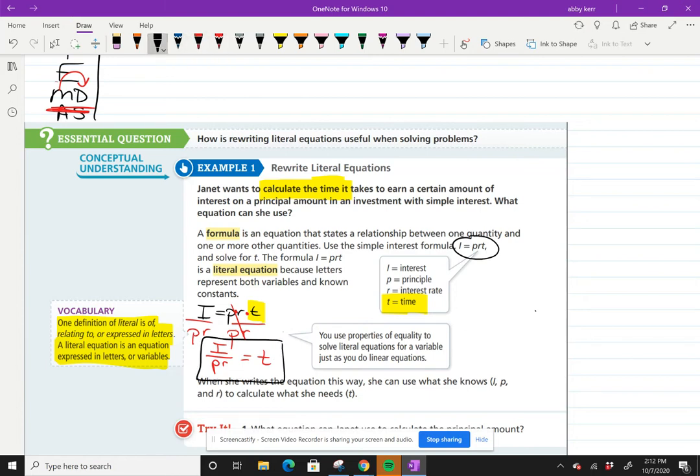The reason it's our answer is because we have T by itself. We have it isolated. The reason we knew that we wanted T isolated is because she wanted to calculate the time. So you will never have to memorize this formula. I will give you the formula. I'll say I equals PRT. You will have to know if you have to calculate for the time, for the principal, for the rate, etcetera. So make sure you read the word problem carefully.